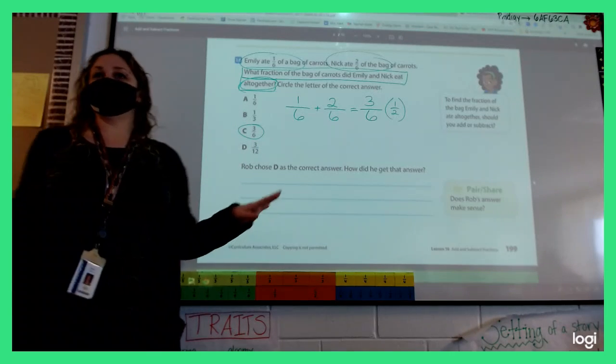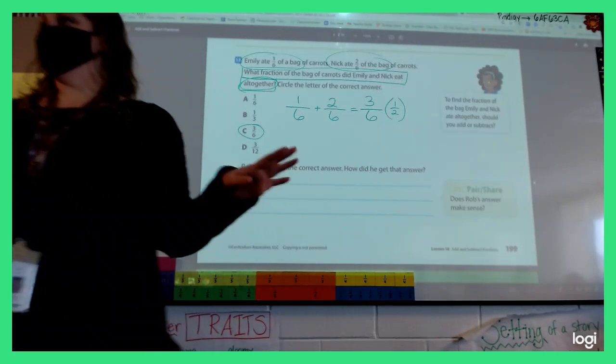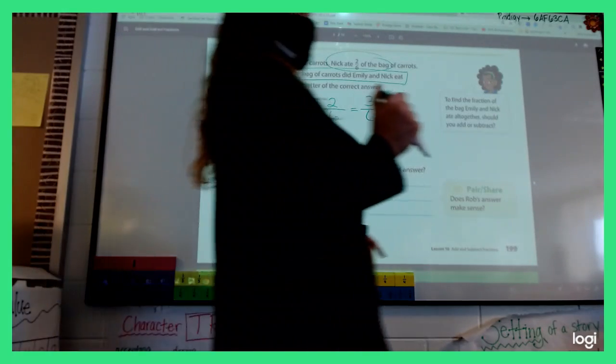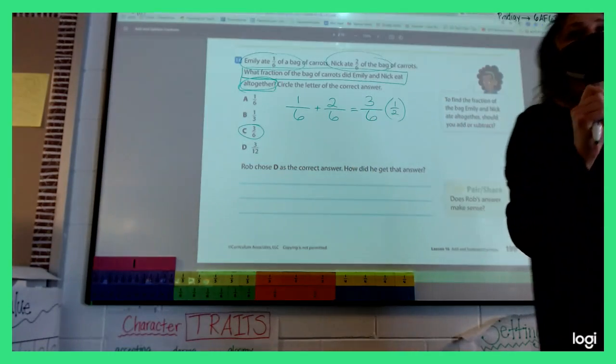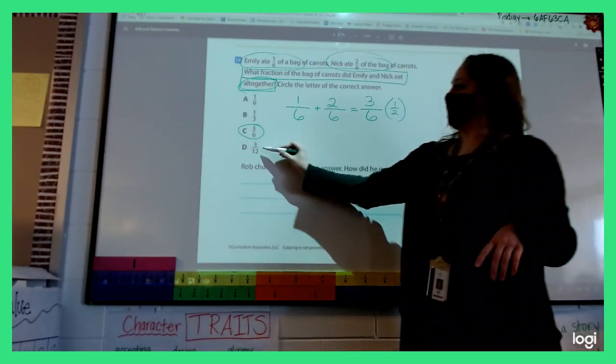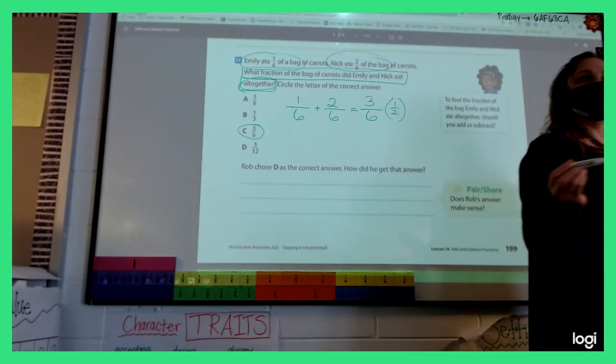All right, and now we get to be the teacher. This is my favorite part of the day. Okay, let me read it. If you haven't thought it through, everyone think it through. Okay, Rob chose D, 3/12. How did he do that? Those of you with your hands up, keep your hands up. I want you to keep thinking about it, but I want everyone else to think too. Rob picked D, so we got 3/12. Now, what do you think?